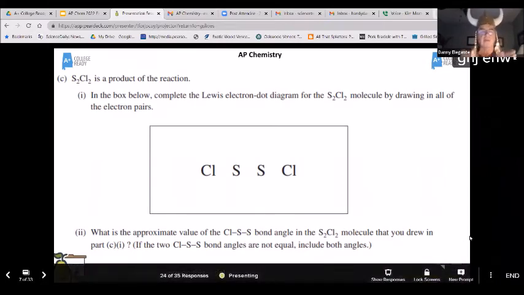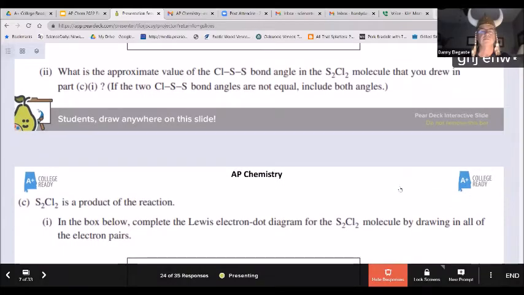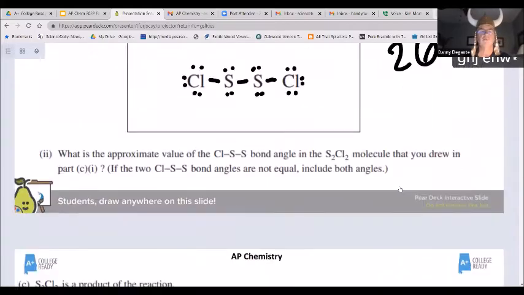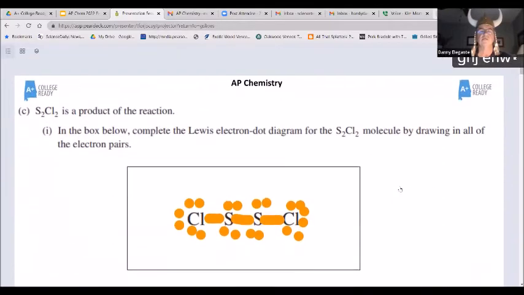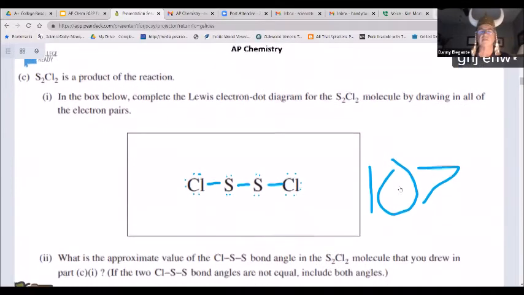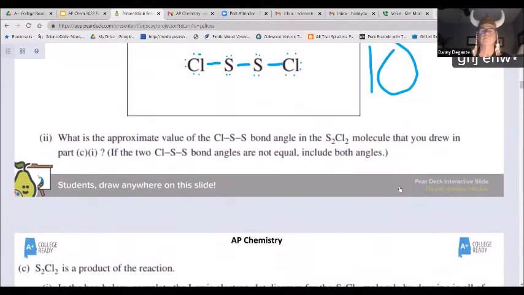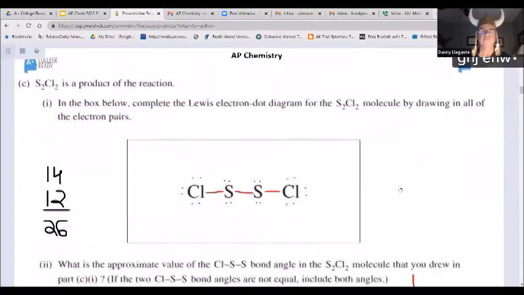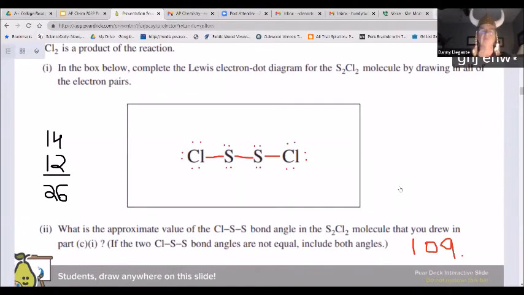Oh, this is great, y'all. We got 35 people on Pear Deck and 24 of y'all have already answered. I'm just going to start to peek, see what we got. All right. Good Lewis structure. We don't have a bond angle yet, but all right. There's a Lewis structure. There's a Lewis structure. Okay, somebody said 109.5. Sounds like a radio station. 107. Okay. 109. All right, good.